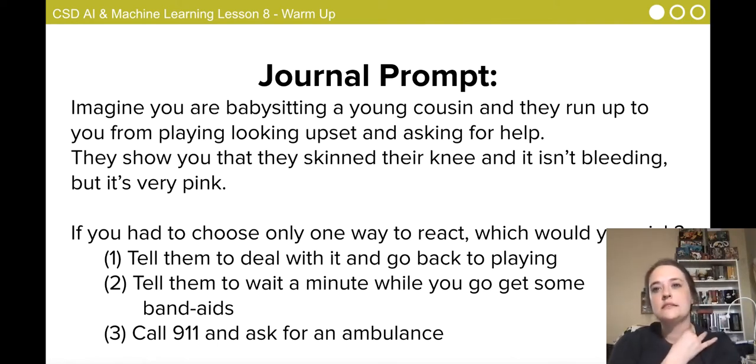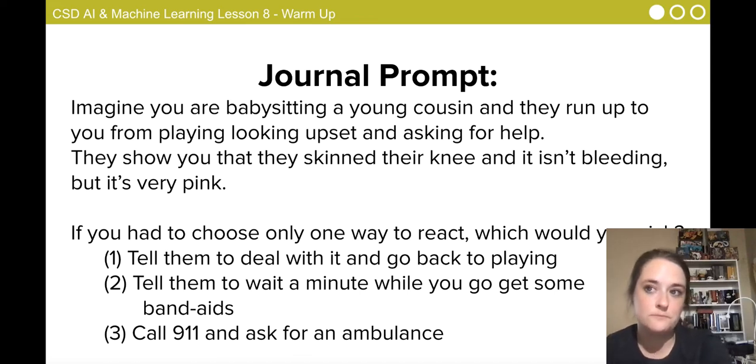This situation is vague, and most of you will probably say either number 1 or number 2. Number 3 may seem like a very unrealistic way to react to the situation.